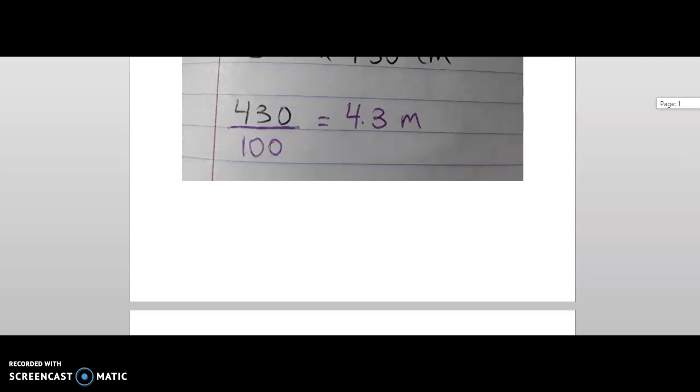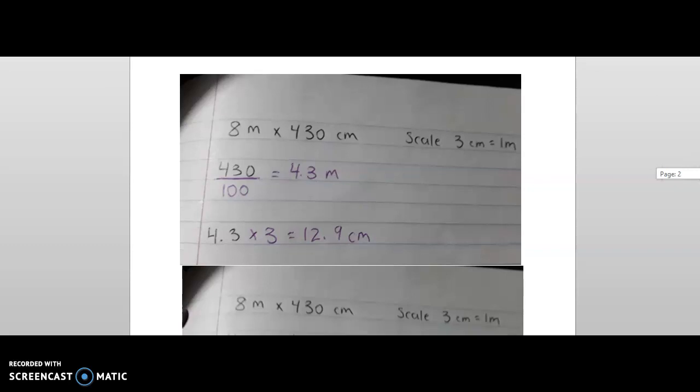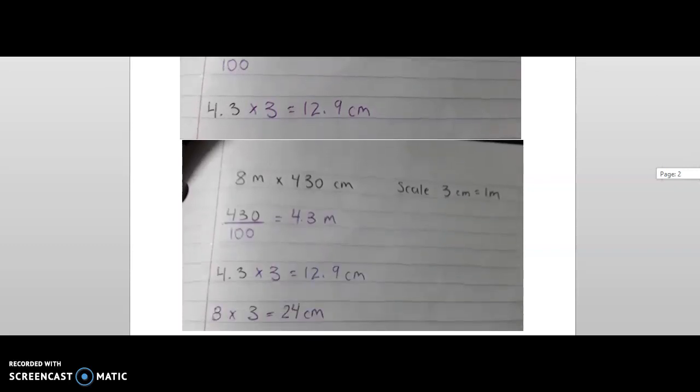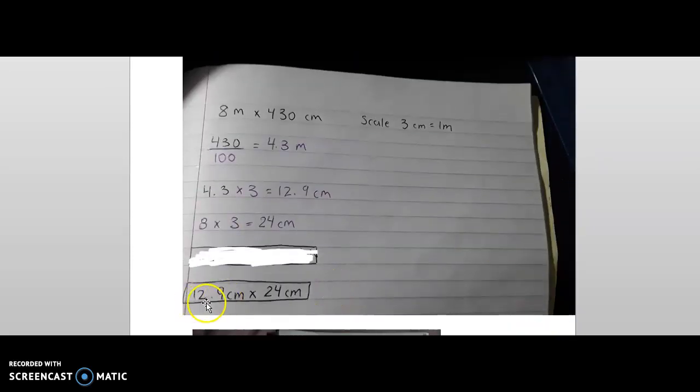The next step is to multiply 4.3 meters by 3 centimeters, which gives us 12.9 centimeters. And we do the exact same thing for the 8 meters. We multiply 8 meters by 3 centimeters and we get 24 centimeters. And that is our draw to scale, as you can see right here, 12.9 centimeters by 24 centimeters.